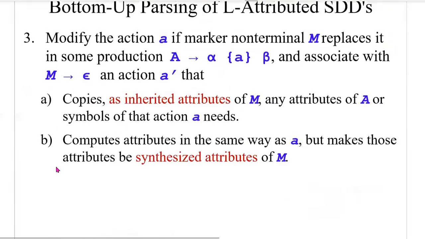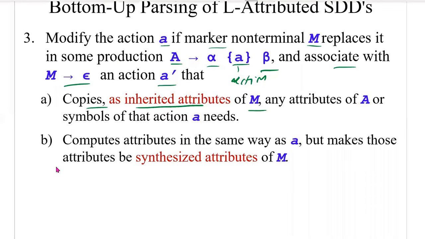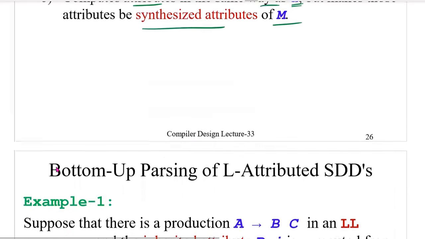Then next, we have to modify the action A if a marker non-terminal M replaces it in some production. Like A derives alpha A beta, this is the action we mentioned earlier, and associated with M derives null is an action A' that copies, as inherited attributes of M, the attributes of variables or symbols that action A needs. Then compute attributes in the same way as action A, but make those attributes the synthesized attributes of M. So this point we already discussed above.